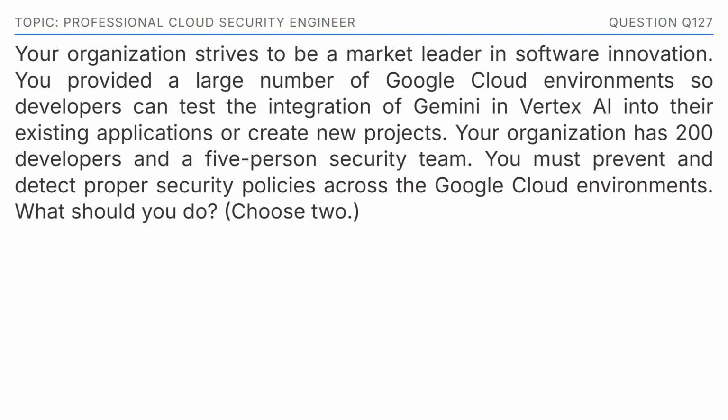Your organization strives to be a market leader in software innovation. You provided a large number of Google Cloud environments so developers can test the integration of Gemini in Vertex AI into their existing applications or create new projects. Your organization has 200 developers and a 5-person security team. You must prevent and detect proper security policies across the Google Cloud environments. What should you do? Choose 2.